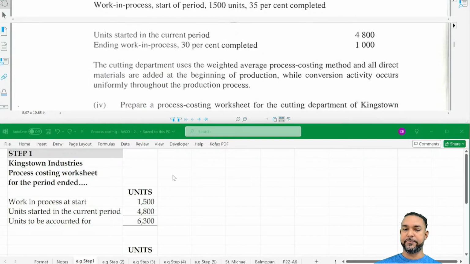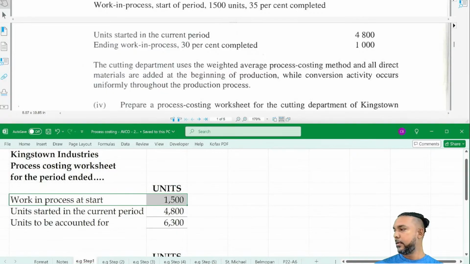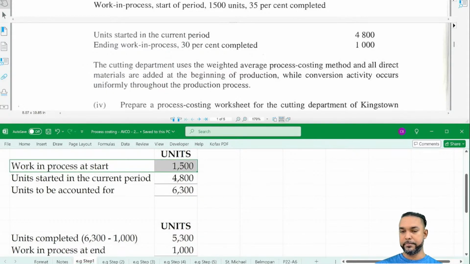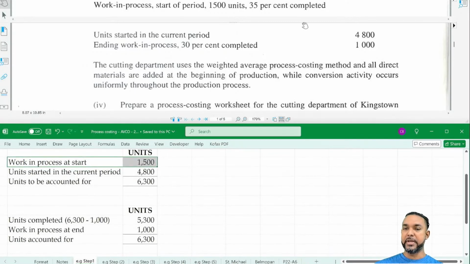We started off with 1,500 physical units at the start. Let me zoom in a little bit more here. Yeah, so 1,500 units at the start. Oh, that's a little too much now, my bad. And we added 4,800 into production. So 1,500 plus 4,800 means there are 6,300 units currently in production and for which we have to account.